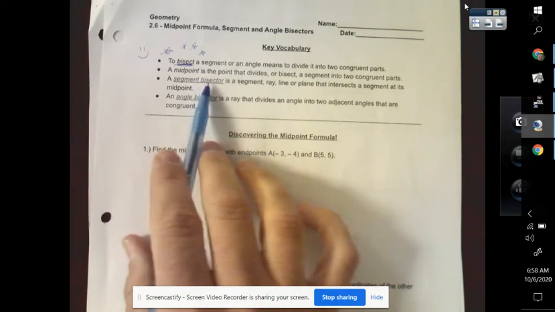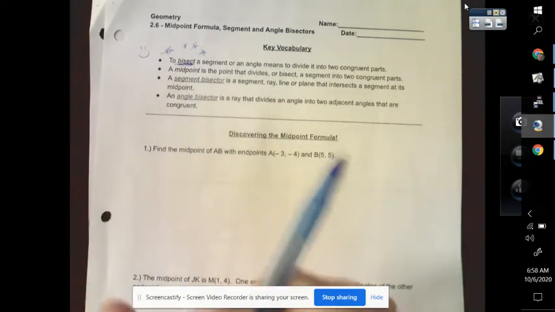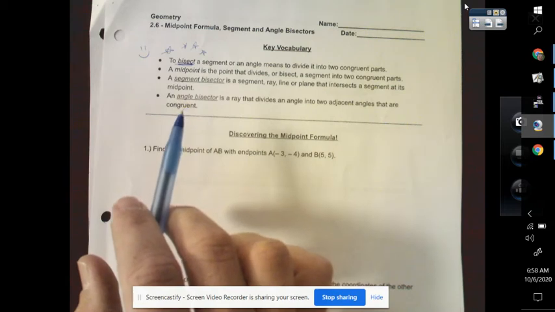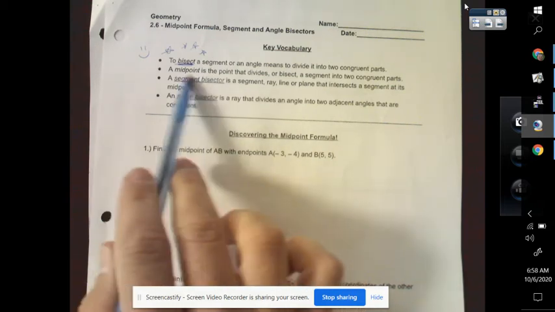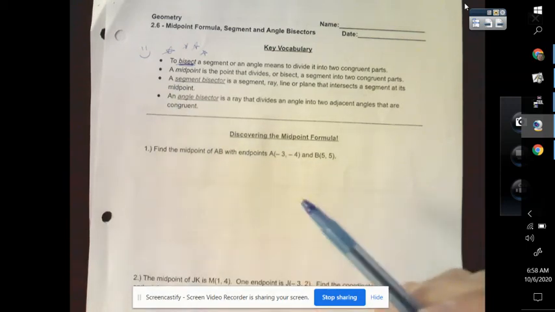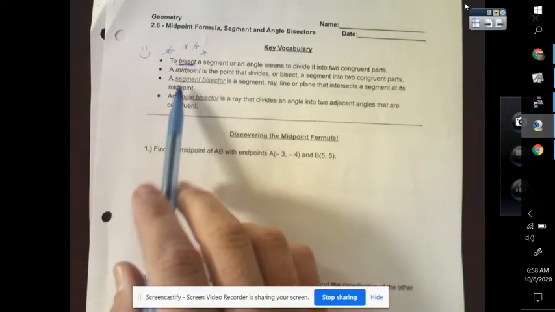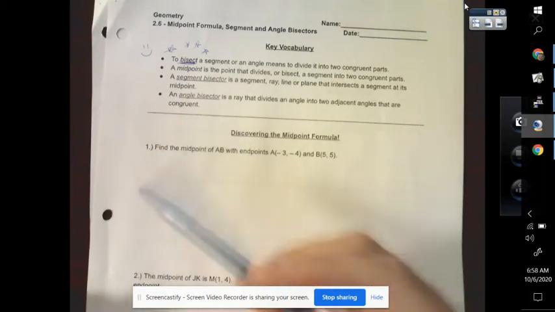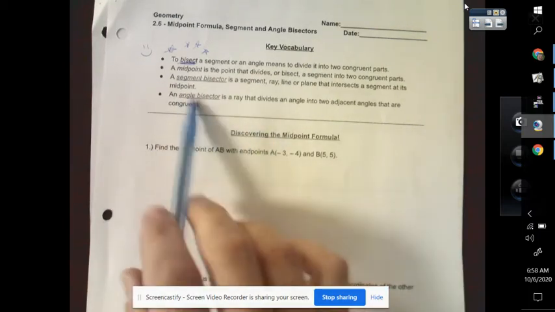A midpoint is the point that divides or bisects a segment into two congruent parts. Midpoint is the point in the middle. Please don't overthink that, because it says it right there: midpoint, middle point. Segment bisector and angle bisector, again, tell you exactly what they mean.